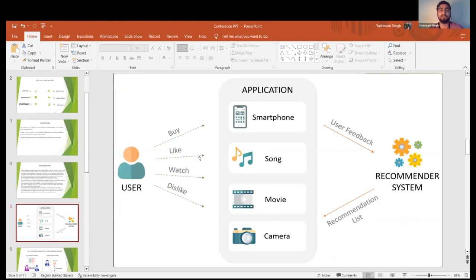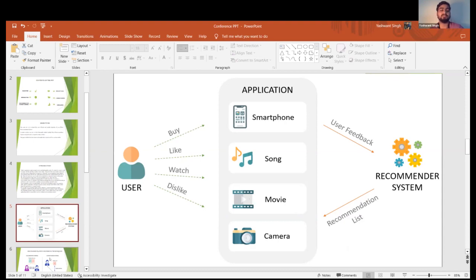So here are some visuals on it. If a user buys, likes, or watches any movie, or buys, let's say, a smartphone, then that user's feedback, positive or negative, goes into the recommender system, and that recommender system then creates a recommendation list which provides all the recommendations to the users. So there are various ways of making that recommendation system.